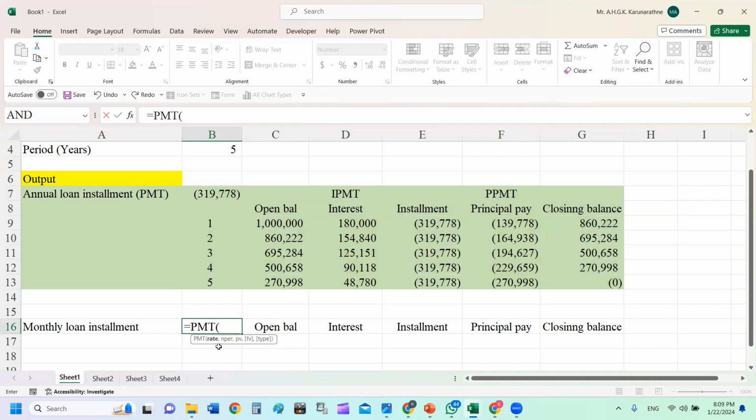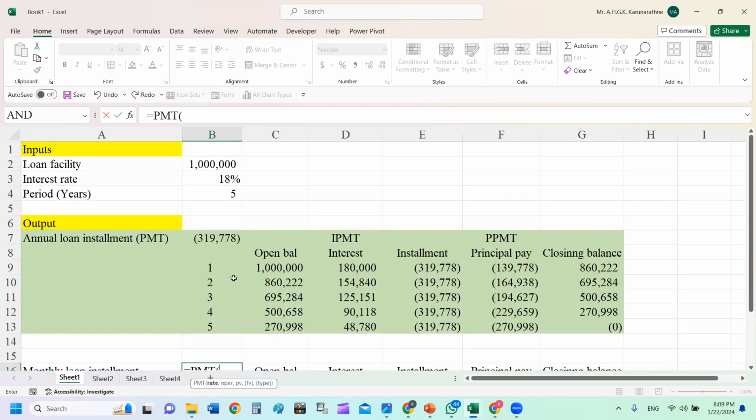Rate. The rate is 18%. Now you have to be careful. This rate is the annual rate. If you are paying interest on a monthly basis, this rate, B3, should be divided by 12. This should be divided by 12 because this time it is monthly, comma.